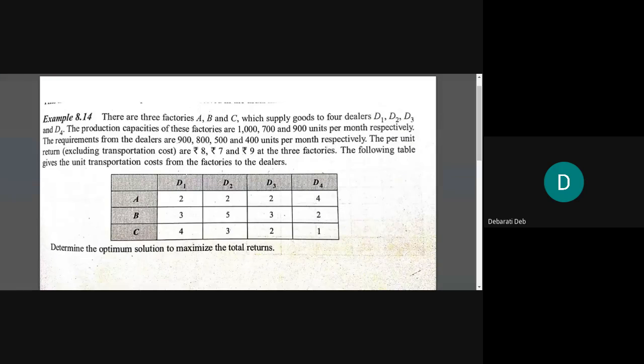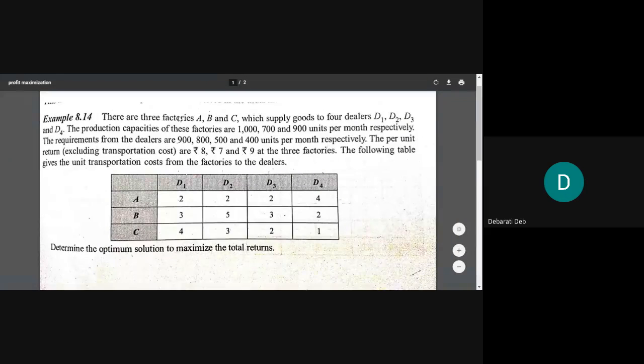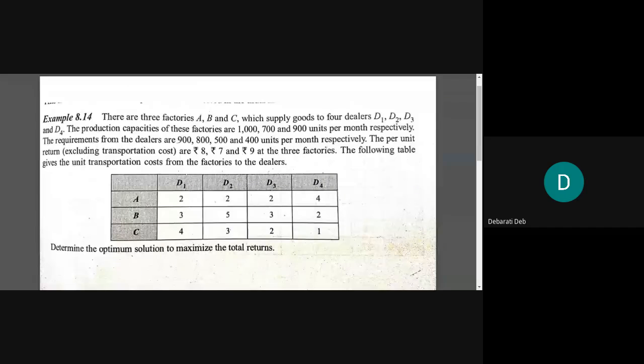Okay, so the question that you can see on your screen is a transportation problem, but it is having a different objective. Here the objective is to maximize the profit. So until now, we have been solving problems on minimizing the cost, right?